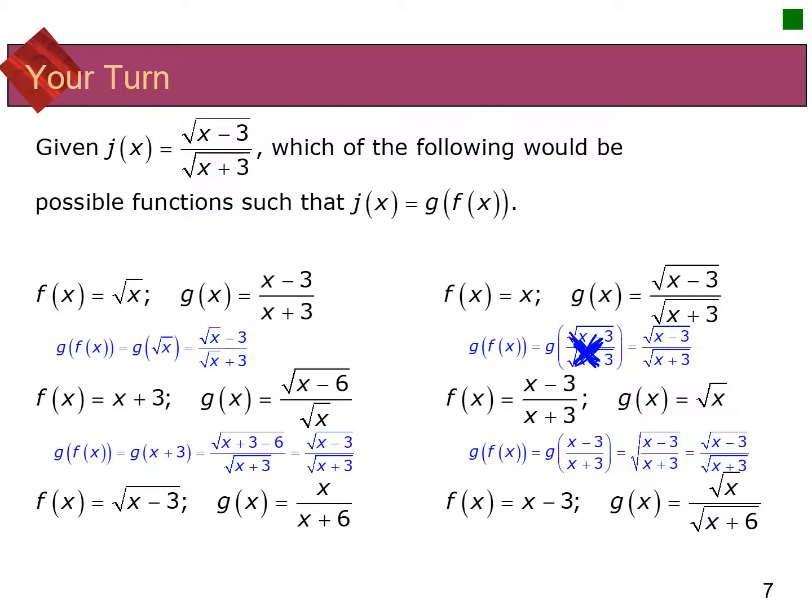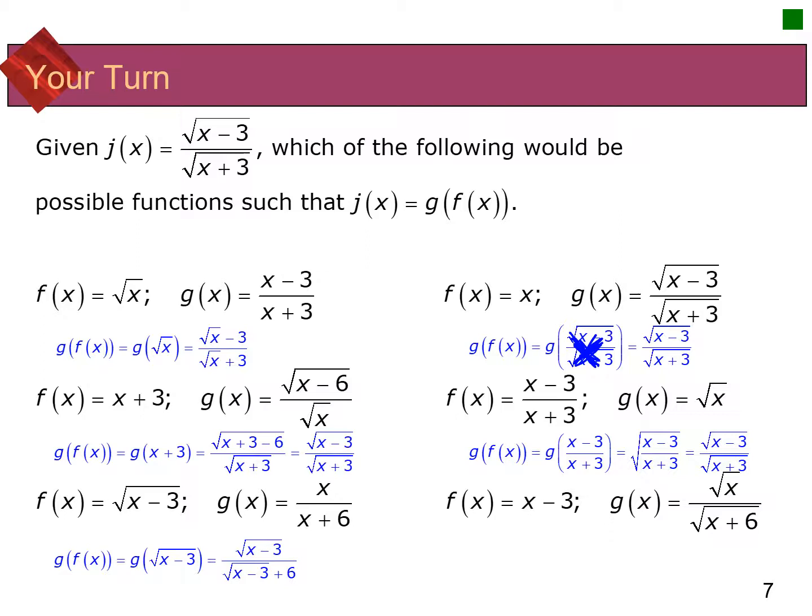For f of x equaling the square root of x minus 3 and g of x equaling x over x plus 6, when I substitute in the square root of x minus 3 for all the x's, I end up with the square root of x minus 3 on top, but on the bottom I end up with the square root of x minus 3 with a plus 6 on the outside, and that is not the same thing. I can't combine the minus 3 and the plus 6 when the addition of 6 is occurring outside the radical. So this is not the same thing.